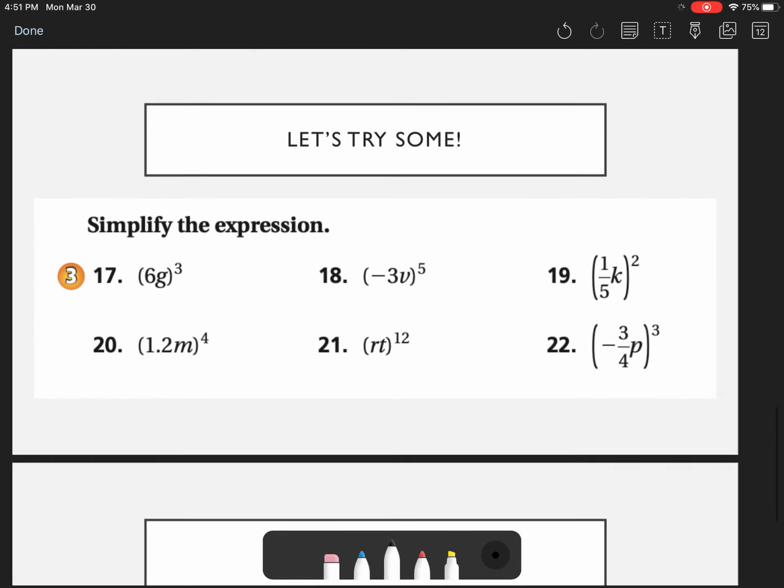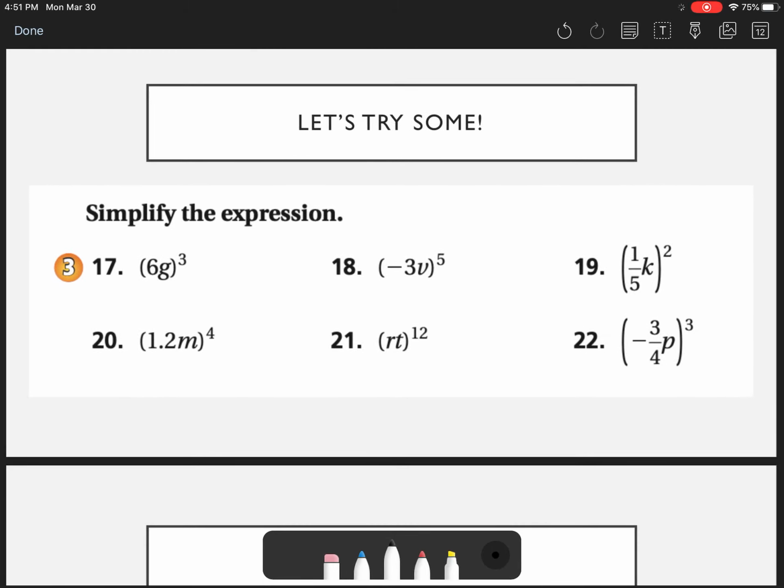Okay, let's take a look at these here now. So in number 17, we have 6g to the third. That would be rewritten as 6 to the third times g to the third. And 6 to the third power means 6 times 6 times 6. Work that out real quick. That gives us 216, and that's 216 g to the third power.